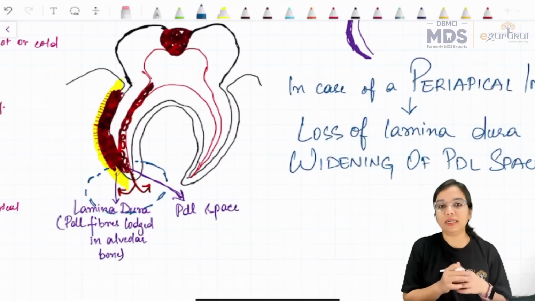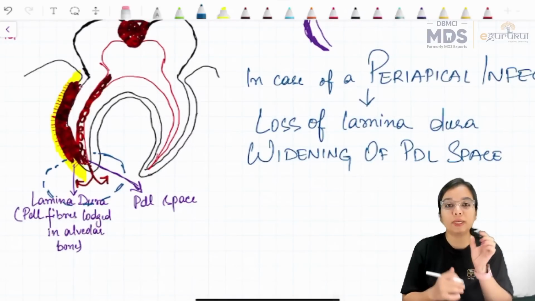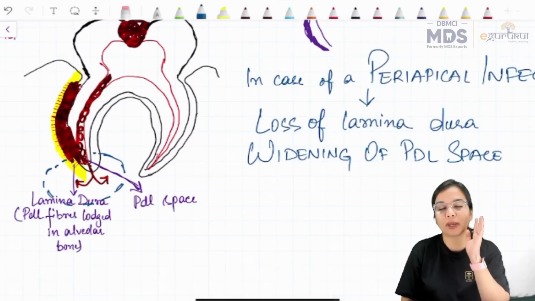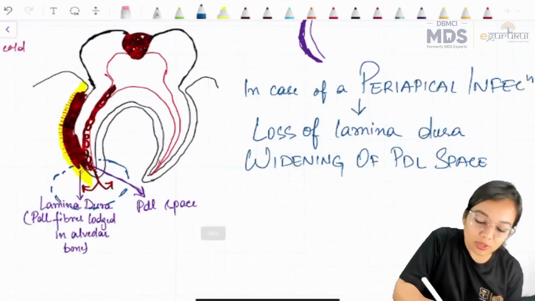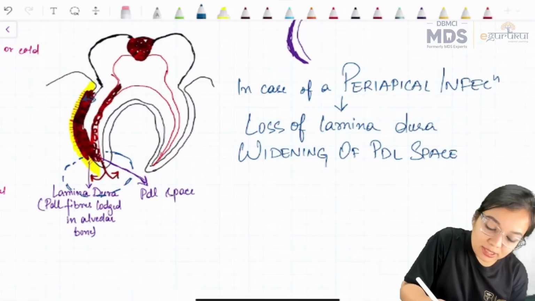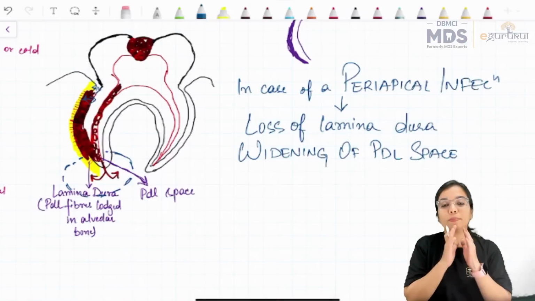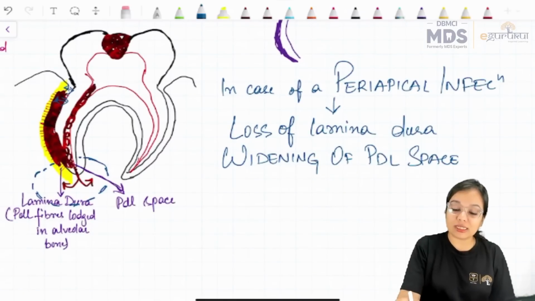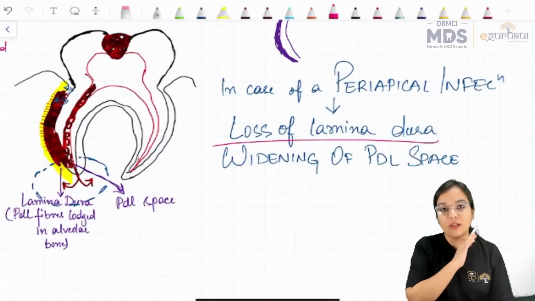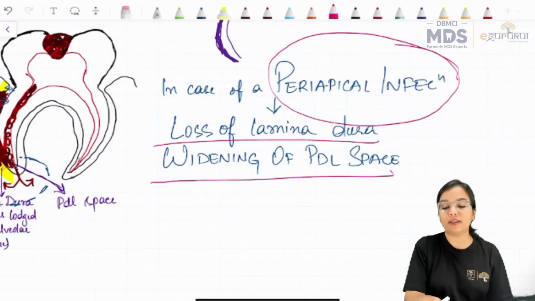So there will be a little loss of attachment, loss of the attached alveolar bone and loss of lamina dura. So the PDL space, because of loss of lamina dura, will appear to have been widened. This particular space here, the PDL space, as I told you in the diagram. So the PDL space looks widened because of the loss of lamina dura. These are the statements that we write: that there is loss of lamina dura and widening of PDL space in case of a periapical infection.